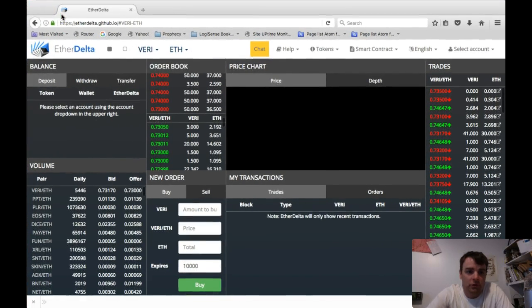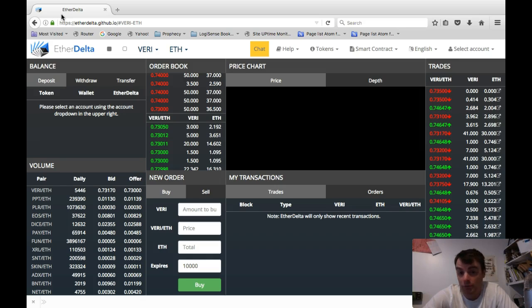I want to show you this, EtherDelta.github.io, and this is the site I was trying to show you before when I was talking about the Pillar token and how the pricing was happening. I could not get it to work in Safari. It must be a compatibility issue with Safari.